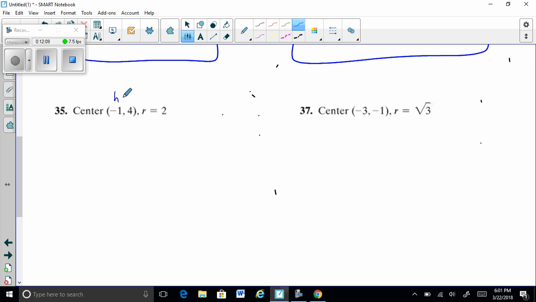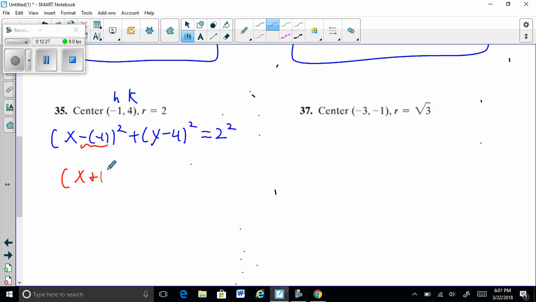All right. So here's our h and k. So this time you're going to have x minus a negative 1 squared plus y minus 4 squared, and then that equals 2 squared. So this time you do need to kind of clean it up a little bit right there. So that's going to give us x plus 1 squared plus y minus 4 squared equals 4. And there we go.